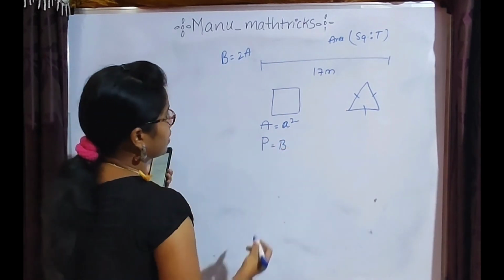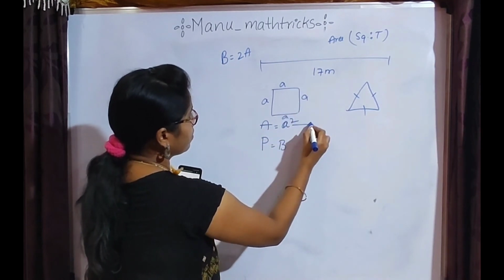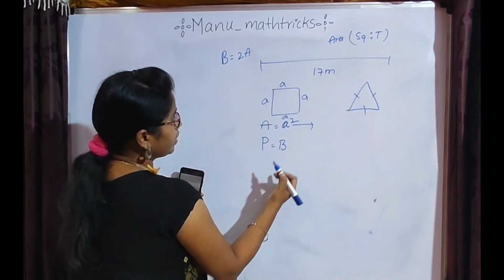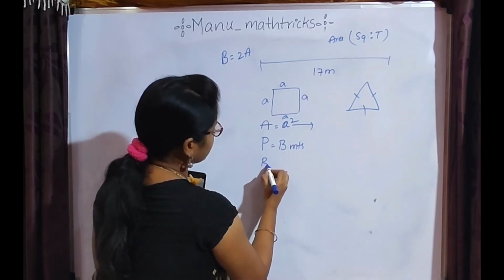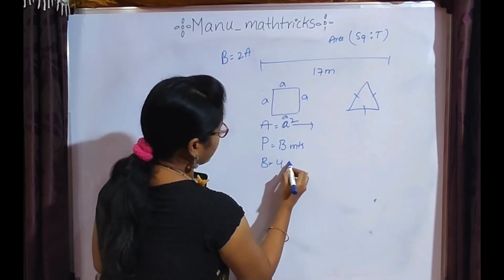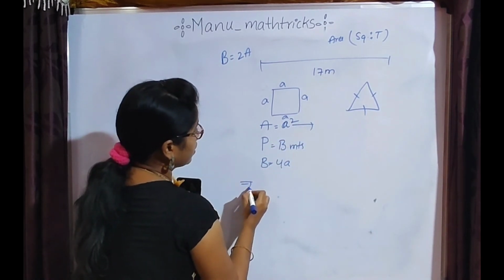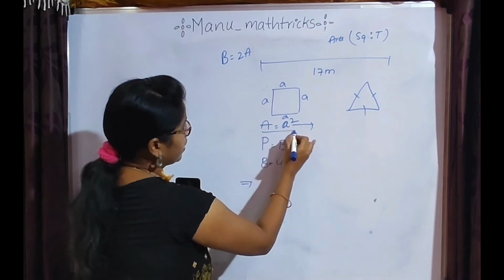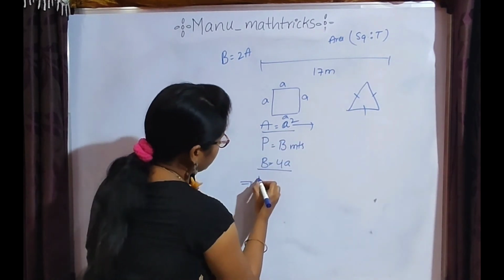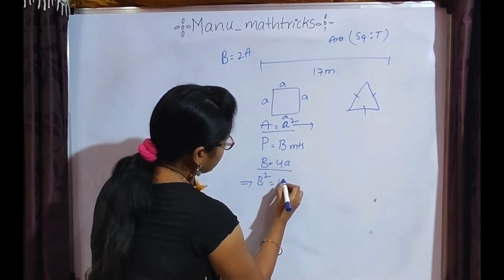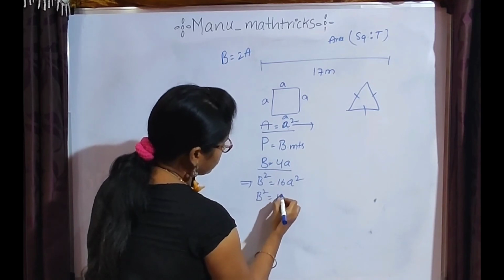Now only we know this. Here let us take the side as a. Therefore the area becomes a square and the perimeter becomes b meters. Here b is 4a. Now substitute a in this equation: A is equal to a square, b is equal to 4a. Now just square it. b square is equal to 16a square. a square is nothing but A. So b square is equal to 16A.